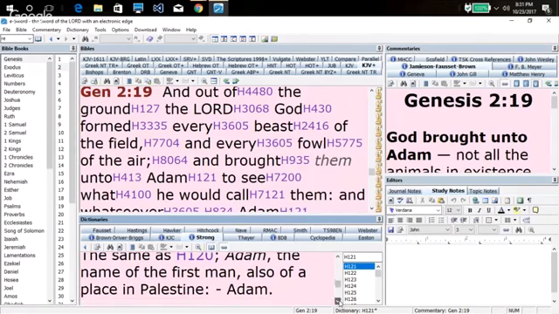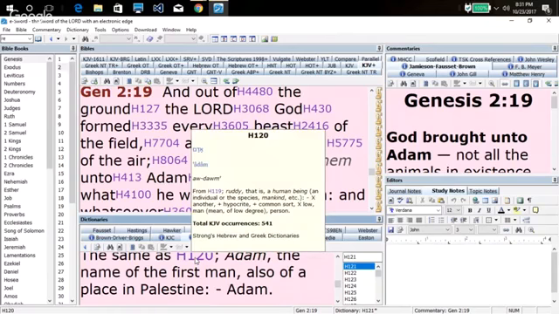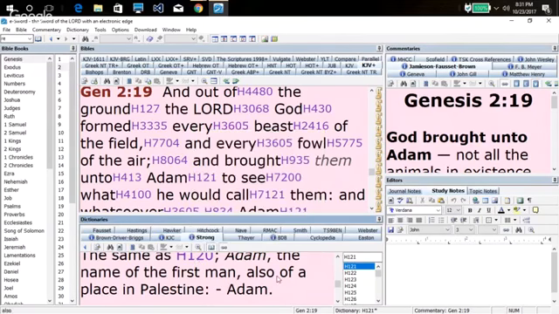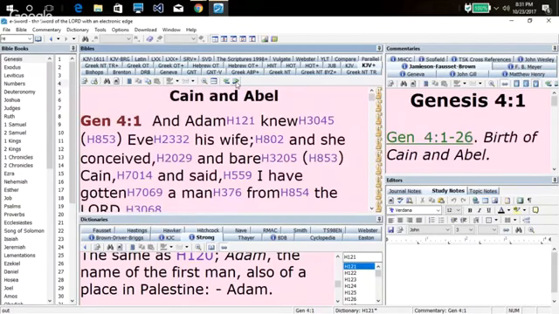You see how Strong's trips you up? The name of the first man. But you just said right here that it means human being. Human being is different than just first man, because then you gotta deal with this verse right here, Genesis 5:2.